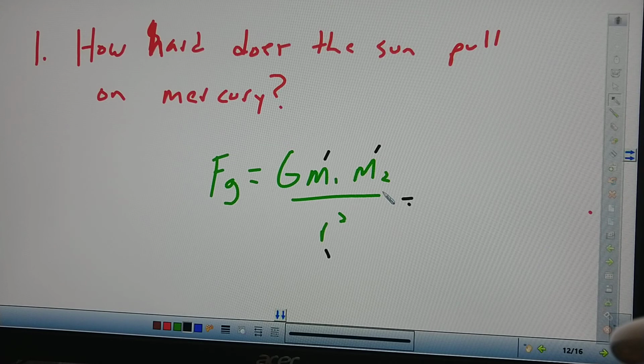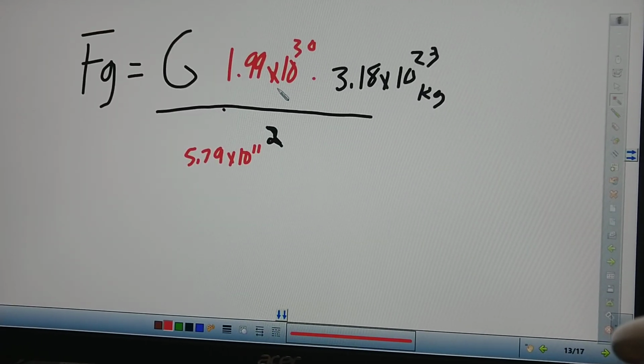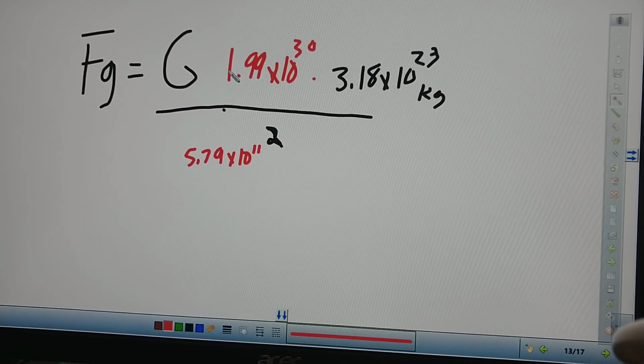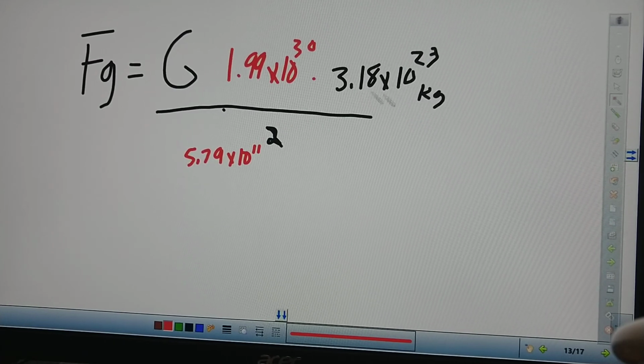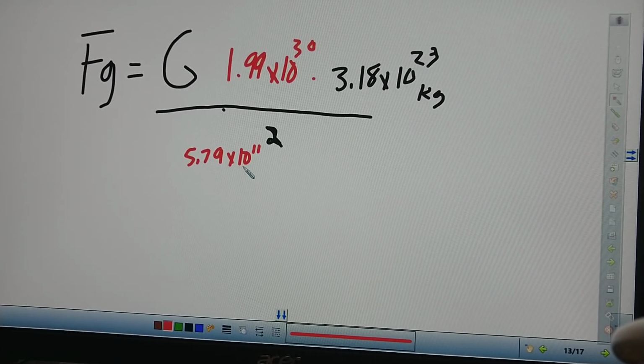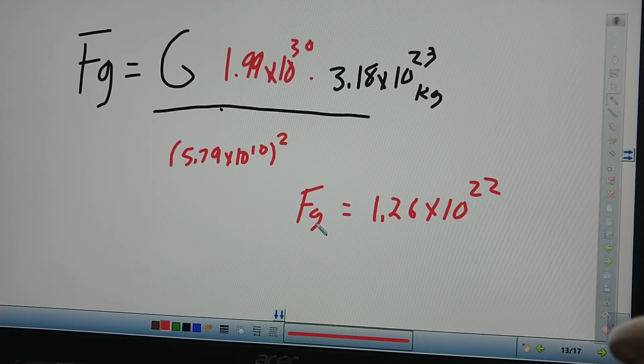Okay? There's the formula filled out. You'll see the mass of the sun here, mass of Mercury here, the distance from the sun. And the answer you got should be newtons.